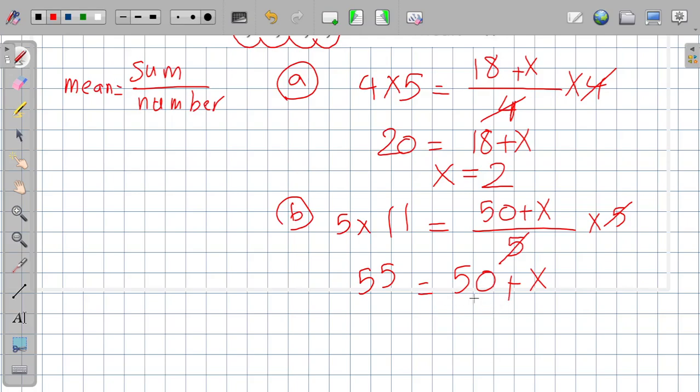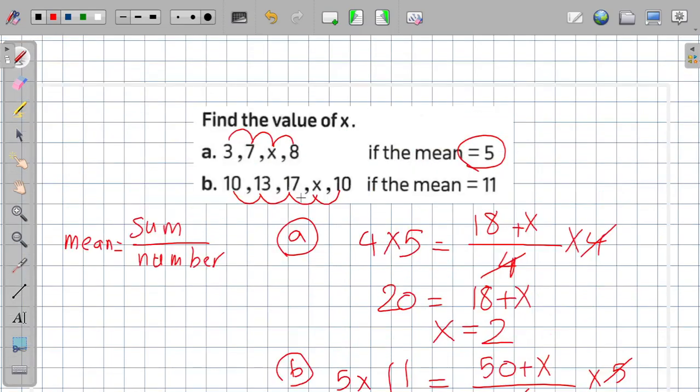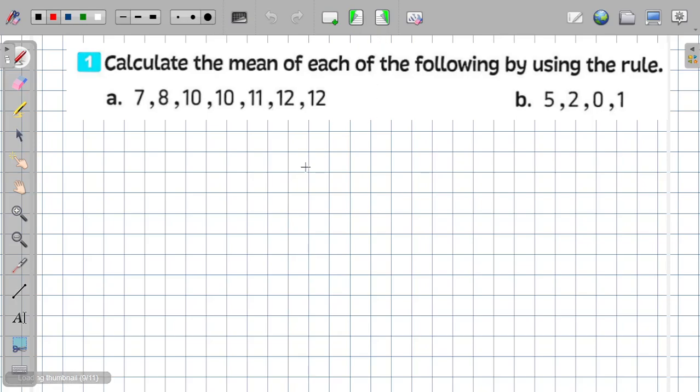So 50 plus what equals 55? I think it will be 5. So I can say that x is equal to 5. So the missing number here in the second data set will be 5. So x equals 5. Let's try another one. I want to calculate the mean for each of the following by using the rule.